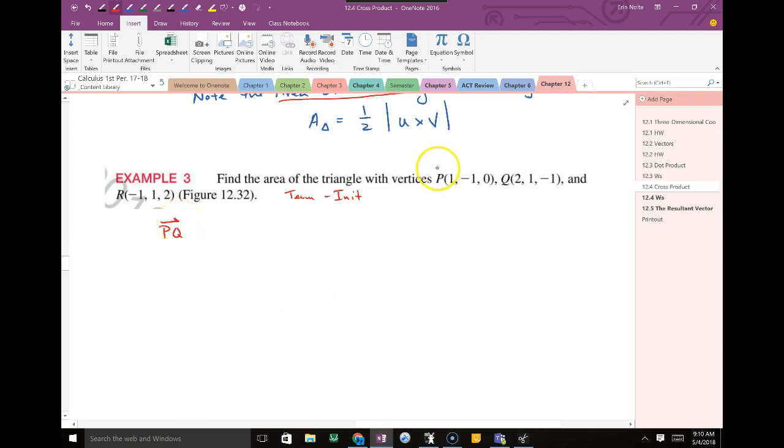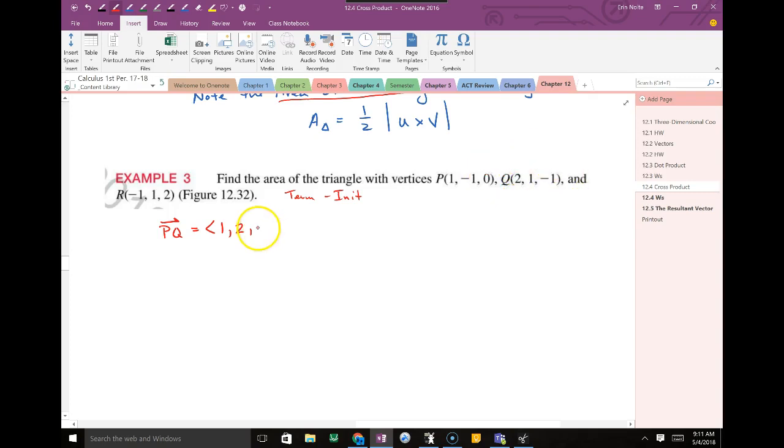Okay, P is initial, Q is terminal. So what am I going to subtract first? Okay, so we have 2. Do you guys see what I'm saying? So terminal, so the x value on Q, so 2 minus 1. So it's 2 minus 1, which is 1. Okay, then I'm going to subtract the y's. 1 minus negative 1, which is 2. And my third point, negative 1 minus 0. Everybody following where I'm getting these numbers?